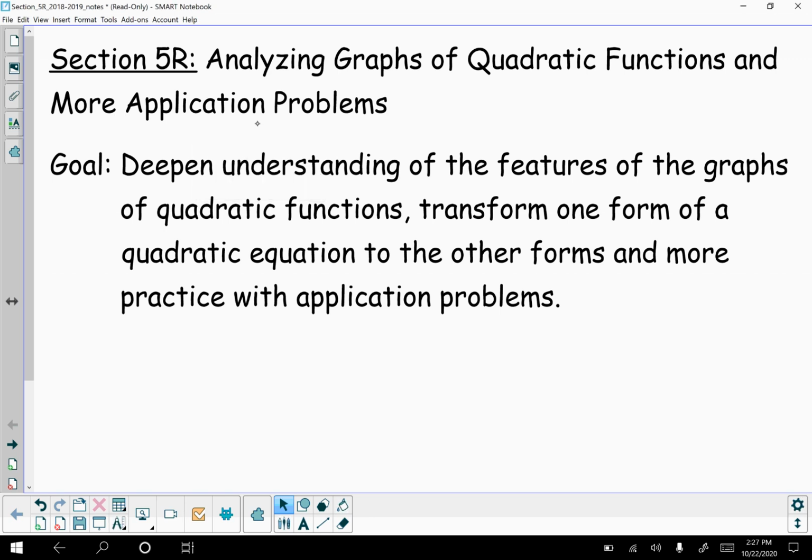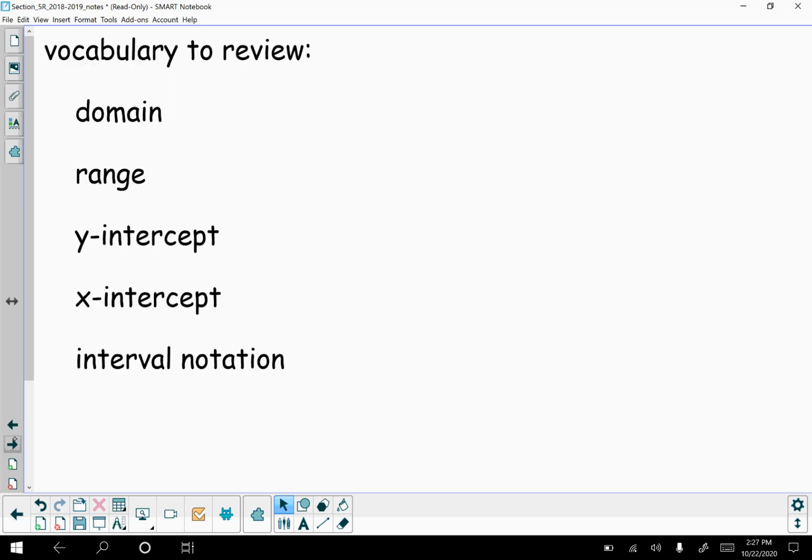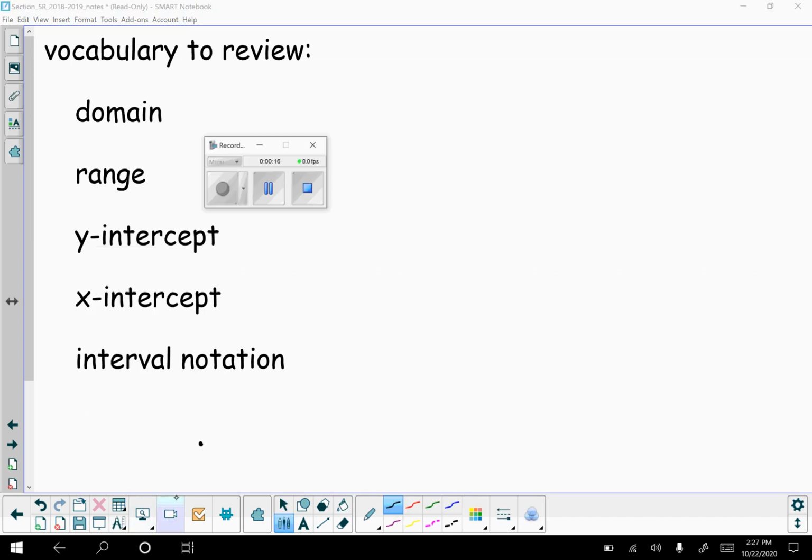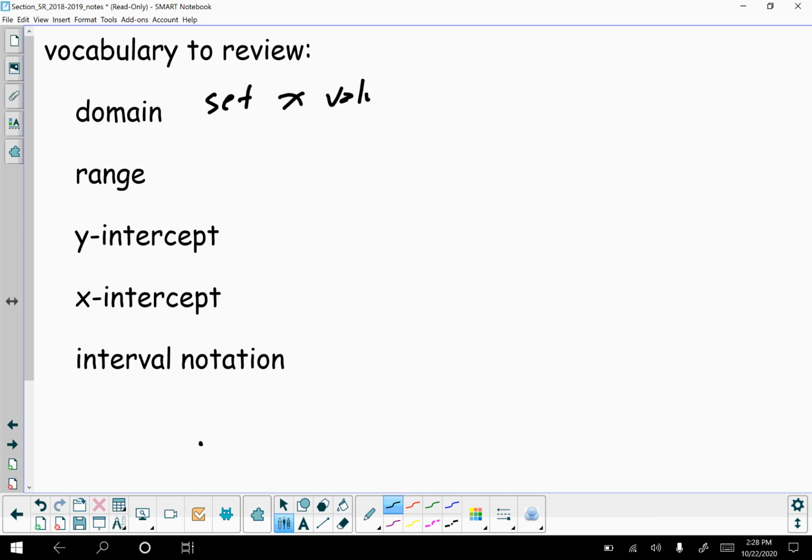Hey, so we're going to be analyzing some graphs of some quadratic functions and do some vocabulary. So the first thing, the domain are the set of x values. Okay, we also call that input. The range are the set of y values, which is sometimes called the output.